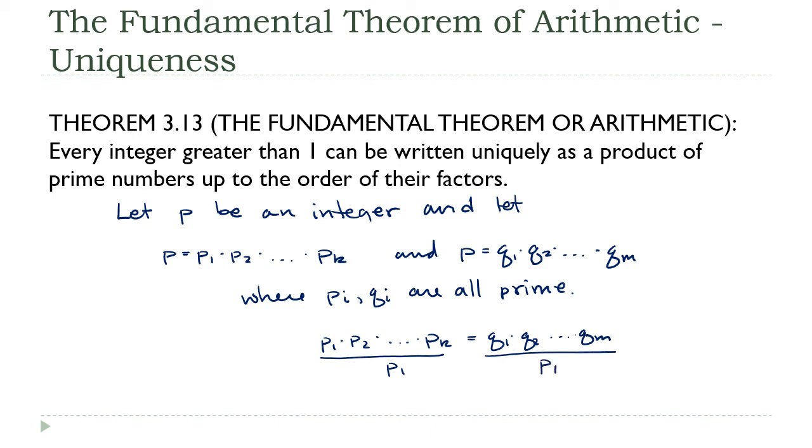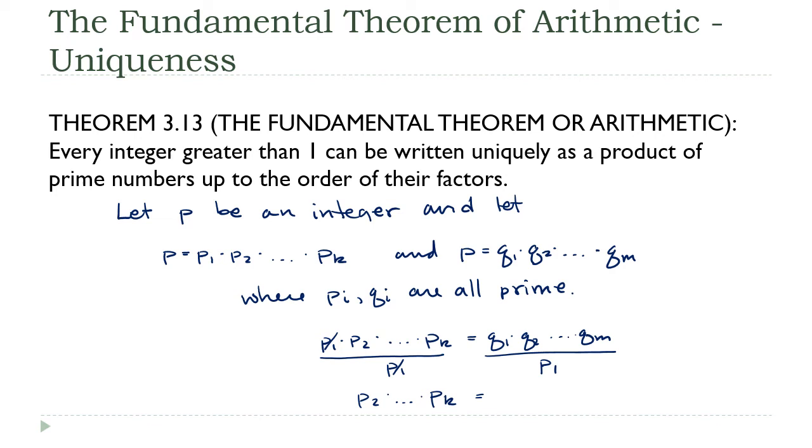Right, so then what happens? The left side is just P sub 2 times all these P's out to P sub k. What happens over here on the right? Well, this is where, like I said, Euclid's lemma is going to come in. Because P sub 1 is prime, I know that it has to divide one of these other prime numbers up here. Okay, assume that it's Q sub 1.